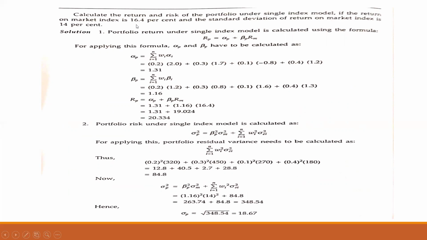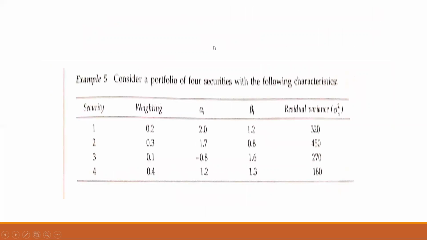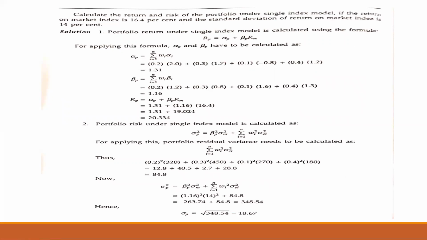The market return is given as 16.4, that is the RM value. And the standard deviation of return on the market index is 14%. So they have given the risk and return of the market. They have given the weightage, alpha, beta value, residual values. We need to calculate the portfolio's return and risk. To calculate the return, the formula is portfolio alpha plus portfolio beta into market return.